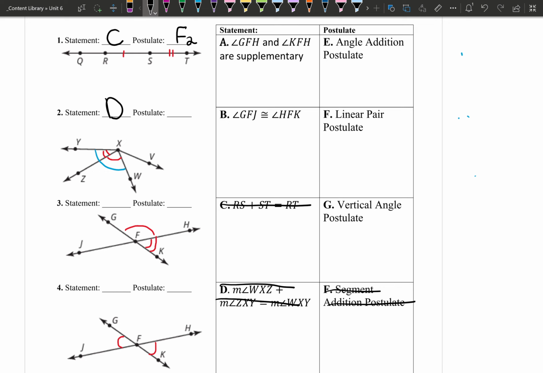Let's think about the postulate. What I did here in this statement is I added 2 angles. Which postulate do you think that is? Yep, letter E, angle addition postulate.